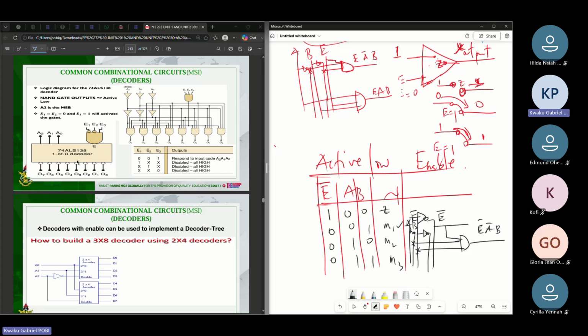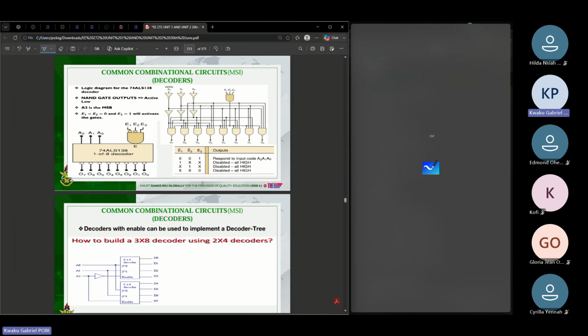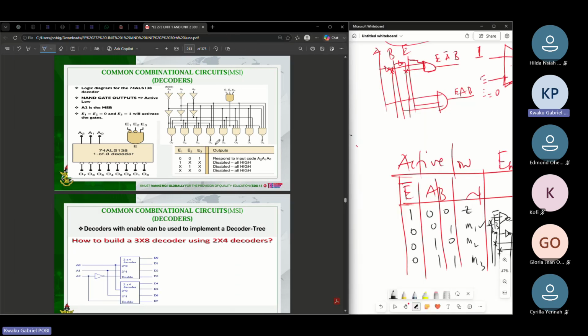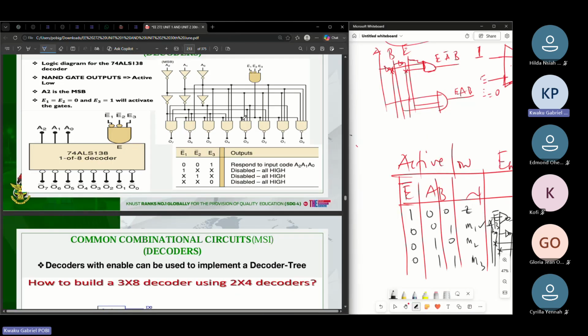1 of 8 encoder, sorry. So here is a 3 by 8. I'm saying encoder, decoder, a 3 by 8 decoder, which has some enable mechanism. And then the enable mechanism too, you have them represented as 3 bits. You have some of them being active high and then 2 being active low.